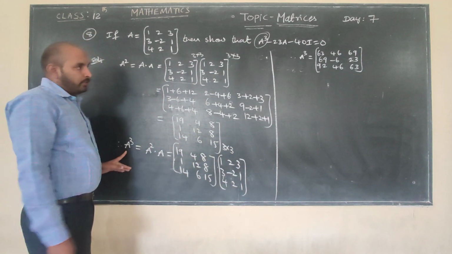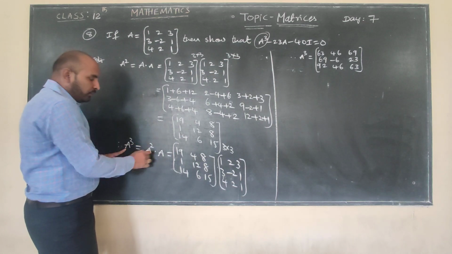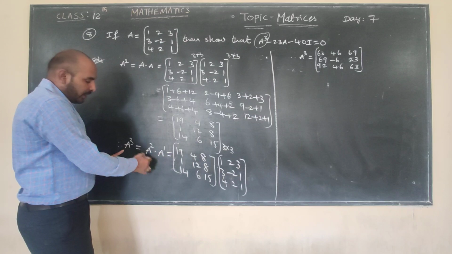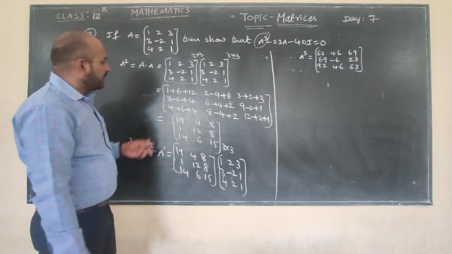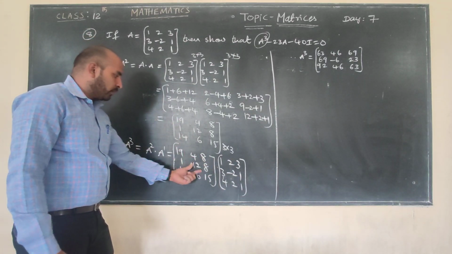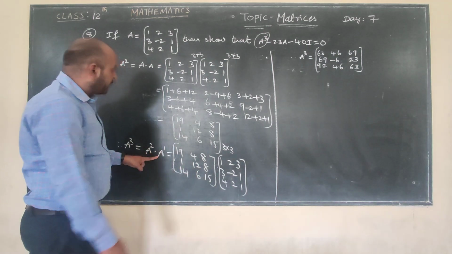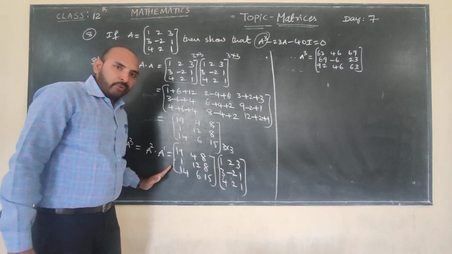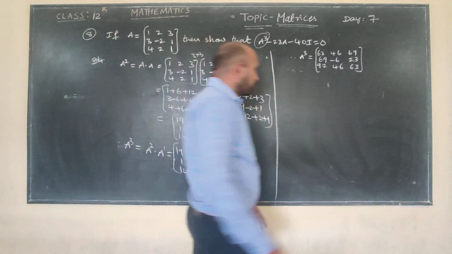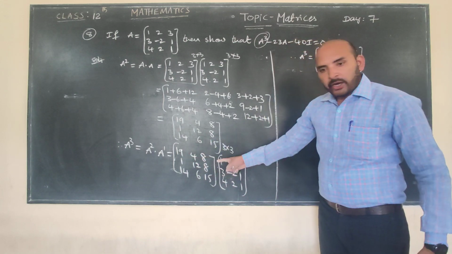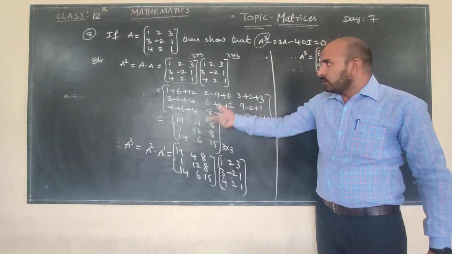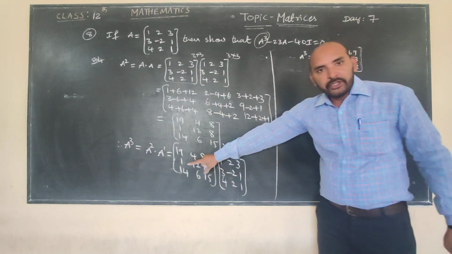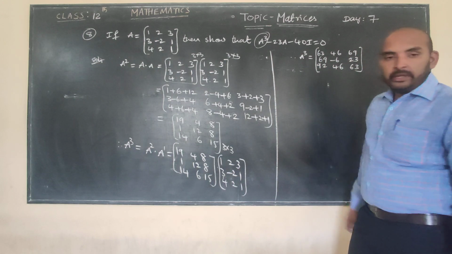Now coming to the A cube. A cube means what? A square into A. Bases are same, powers will be added. A square into A, A cube. What is A square matrix? 19, 4, 8, 1, 12, 8, 14, 6, 15. And A matrix is again given matrix 1, 2, 3, 3 minus 2, 1, 4, 2, 1. Then again, product of these two matrices becomes simplified according to the matrix multiplication procedure. Same procedure you have to apply. A square into A, you will get the 3 by 3 matrix.